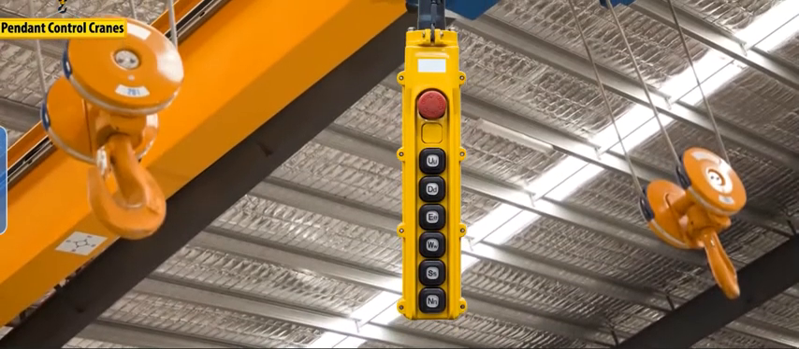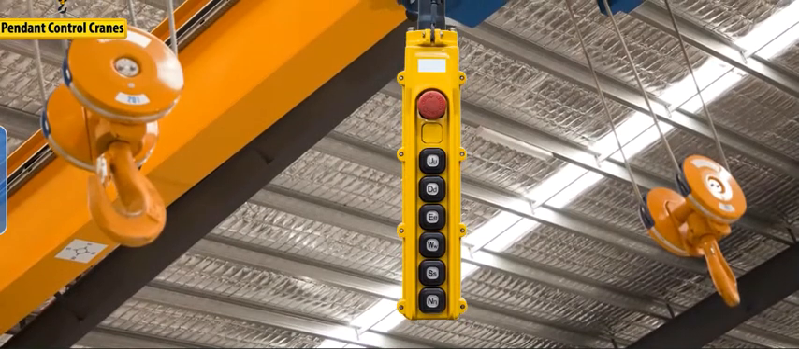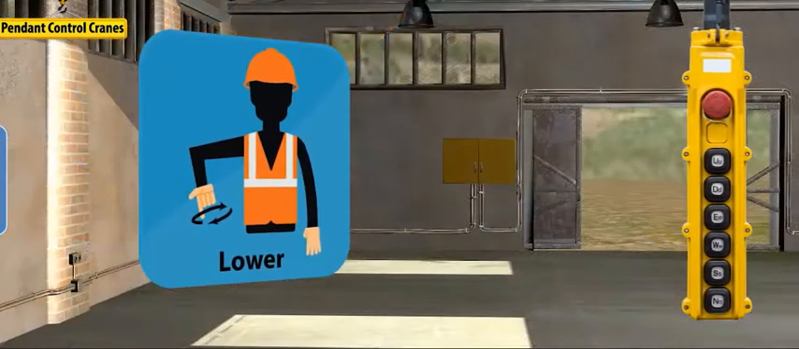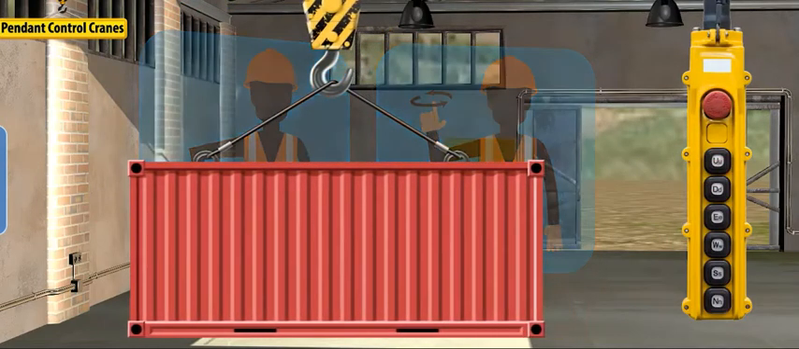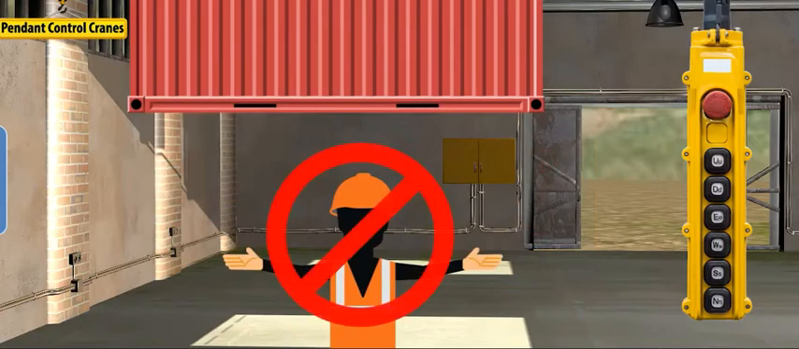These cranes pose many of the same hazards as stationary cranes. If you'll be operating a pendant crane, you'll still need the help of a rigger to provide hand signals while you move the crane. Also, if you're operating the crane from the floor, never stand directly under the load while it's suspended off the ground.